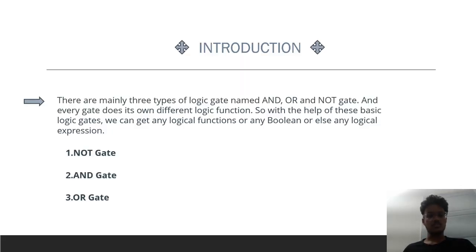Now introduction. There are mainly three gates, that is AND, OR and NOT, and every gate has its own different logical functions. So with the help of these basic logic gates we can get logical functions or binary or boolean, else any logical expressions. First one is NOT gate, second AND, as well as finally OR gate.